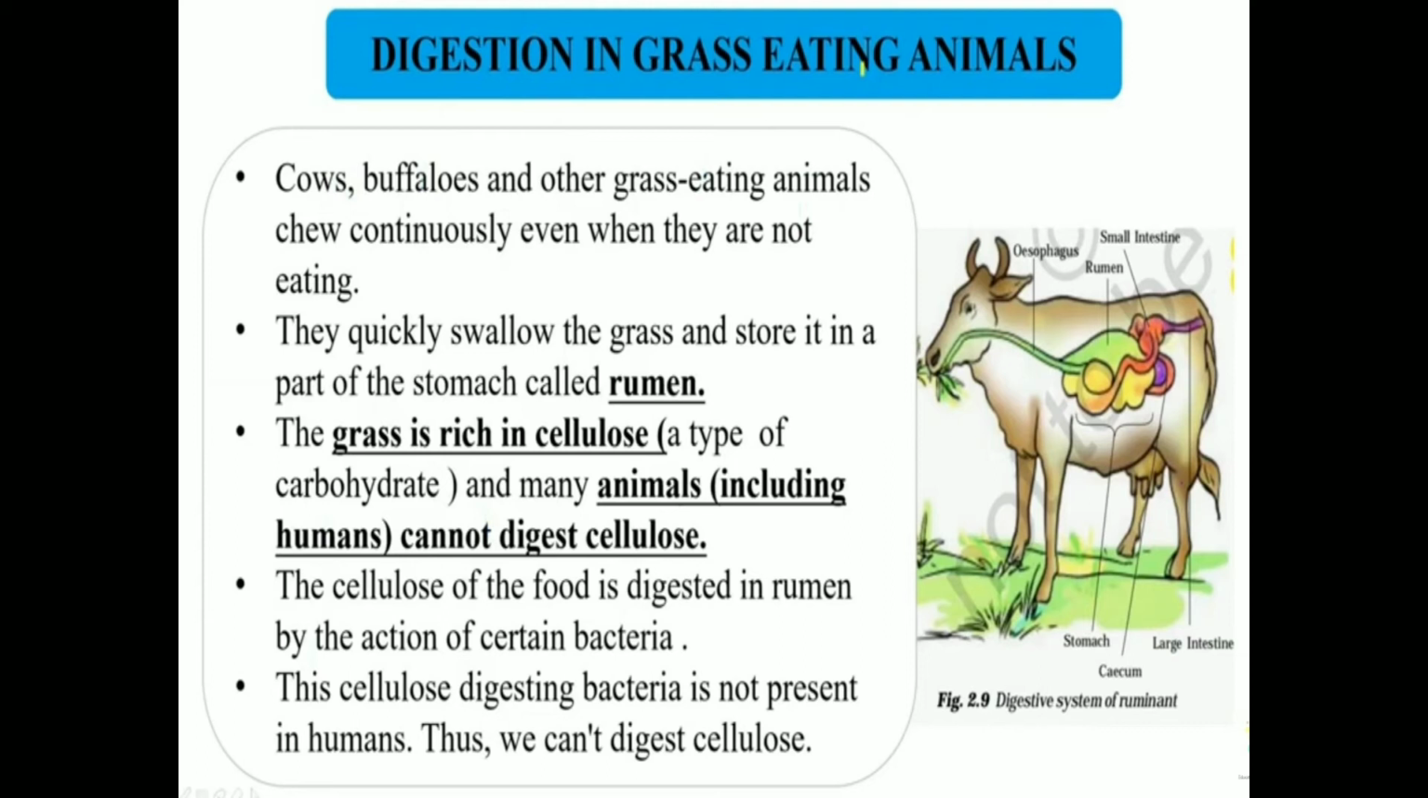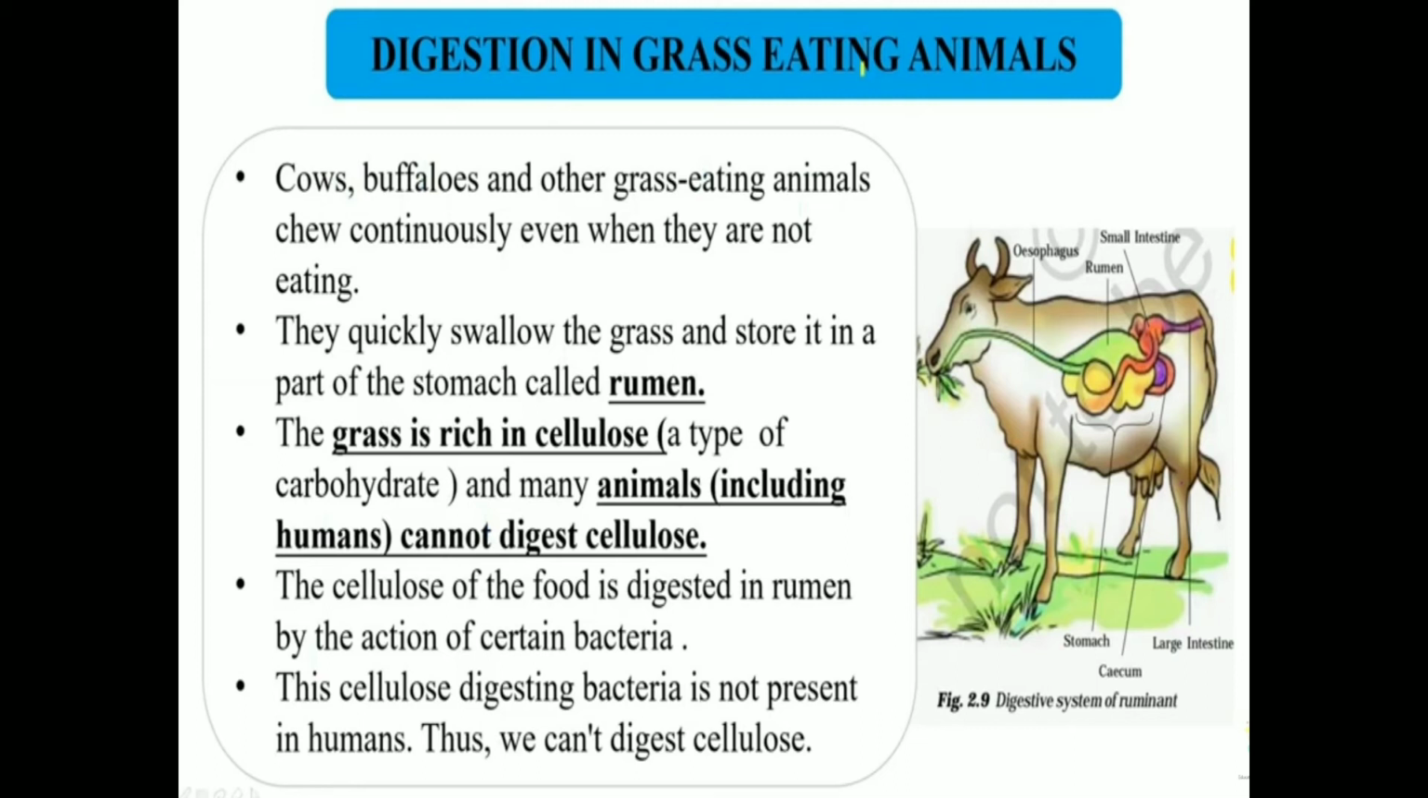Let's talk about the digestion in grass eating animals. Grass eating animals eat grass, and grass is rich in cellulose, a type of carbohydrate, and many animals including humans cannot digest cellulose. Yes, we can't digest cellulose. But grass eating animals can digest cellulose. We'll look at how they do so.